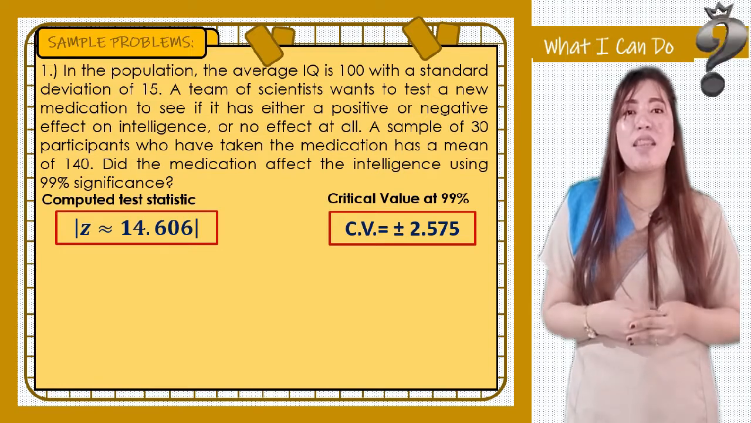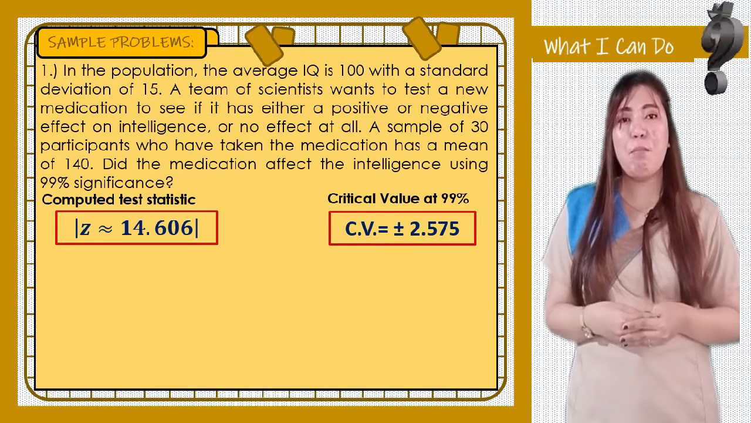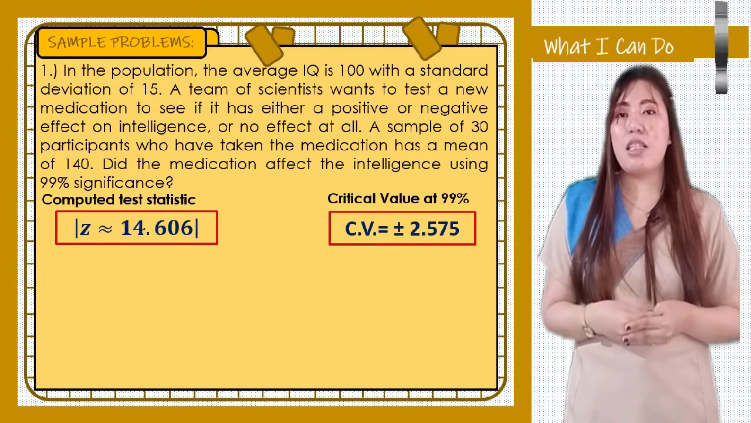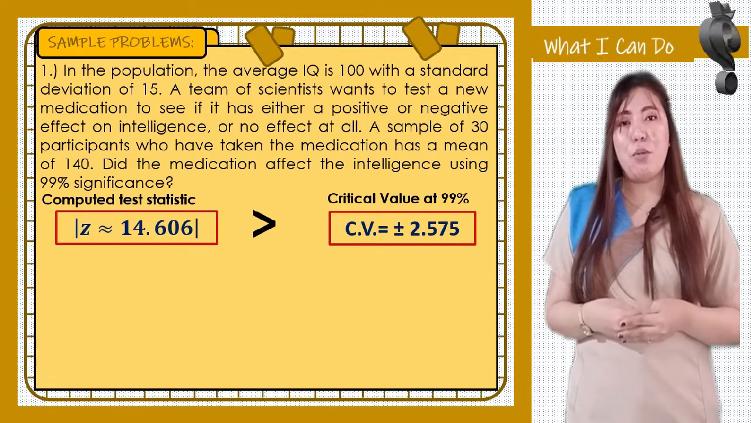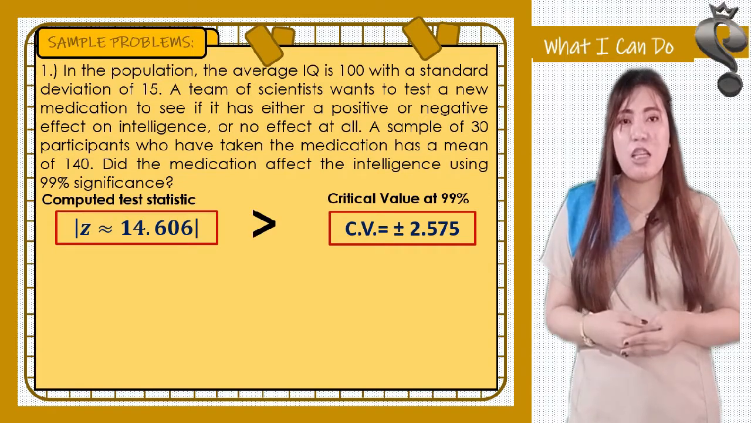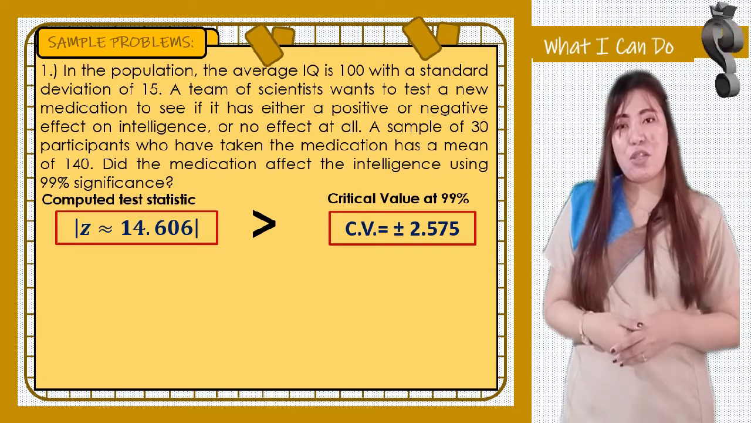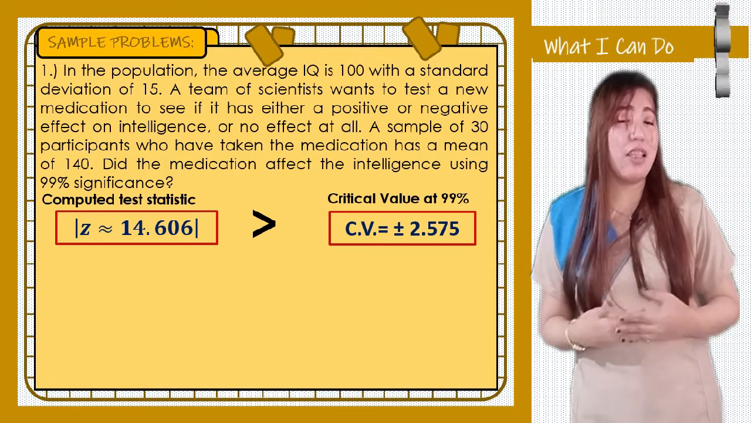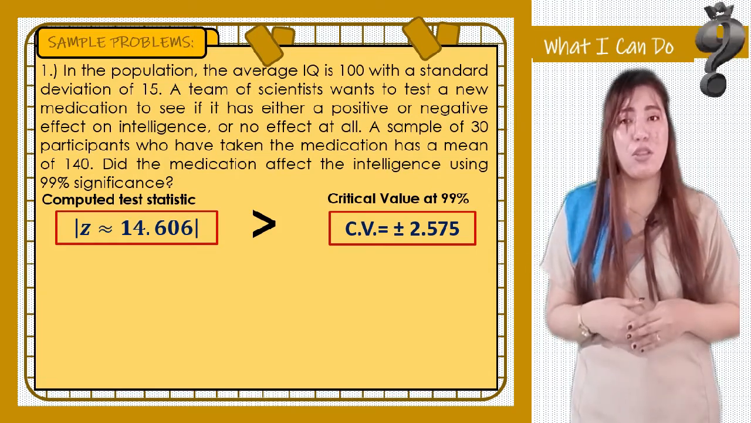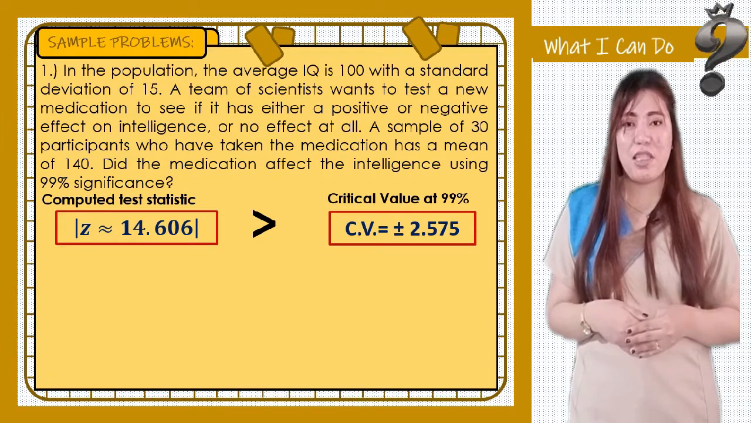Since the computed test statistic of 14.606 is greater than the critical value of 2.575, what will be our decision? Is it to reject the null hypothesis or not to reject the null hypothesis?